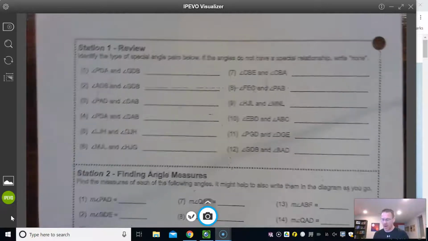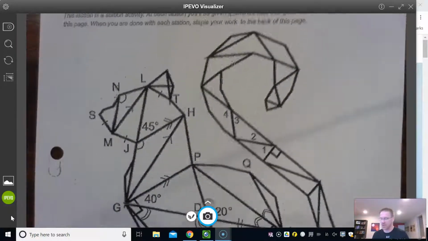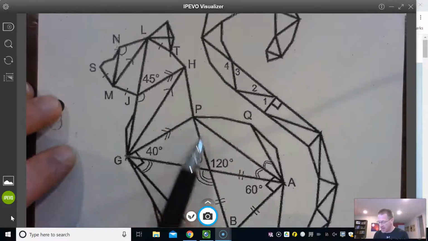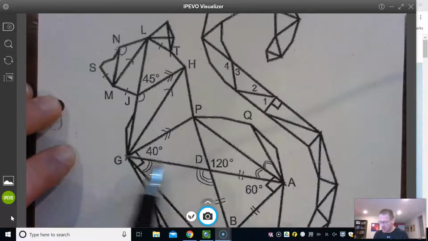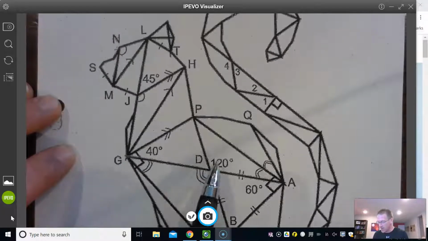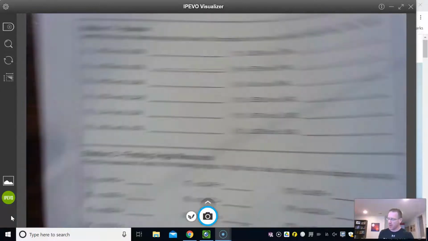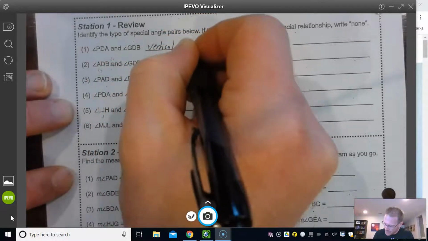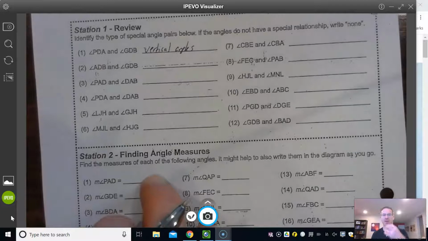So I'm going to flip back over and look at PDA and GDB. Once again, remember that when we look at PDA, the vertex has to be in the middle. So PDA would be this angle right here, and GDB right here. I'm talking about these two angles, and hopefully you remember that those are vertical angles. Now remember, we're identifying the type. That's not the relationship. We want you to identify what type it is, and then down here you'll use the relationship to actually find those angle measures.